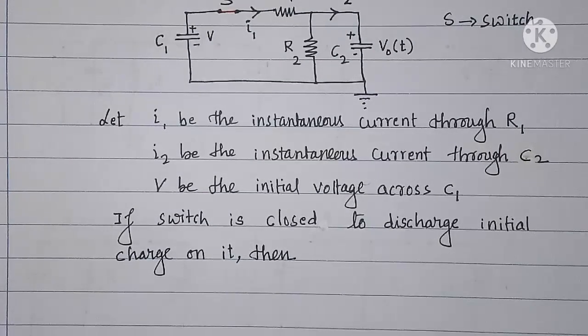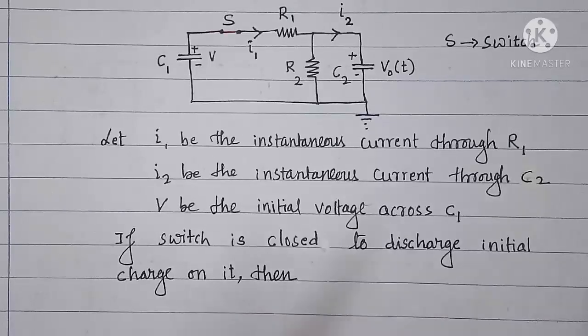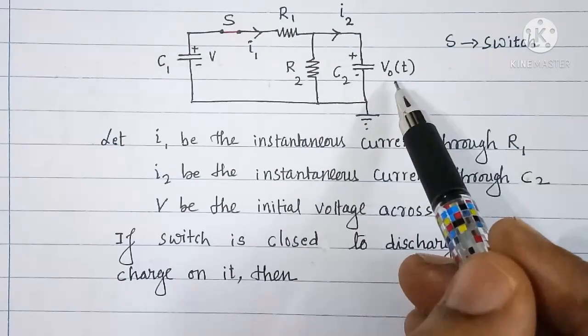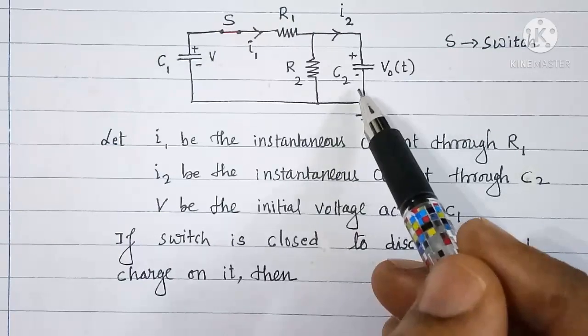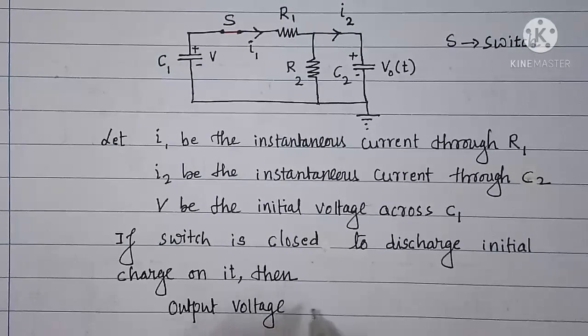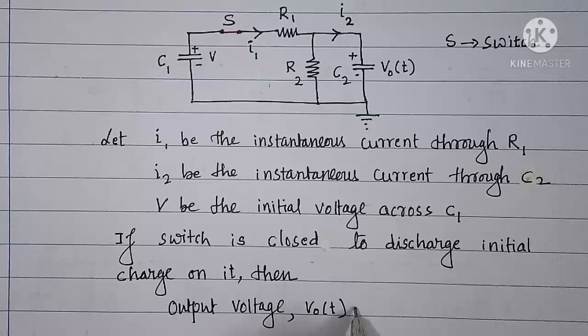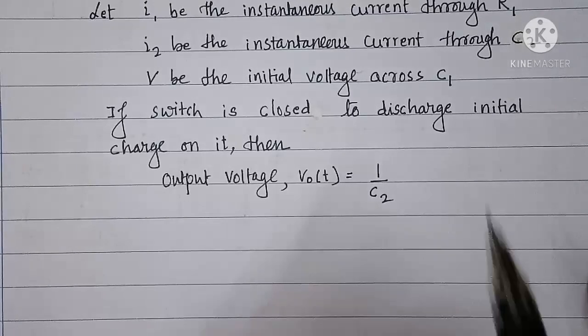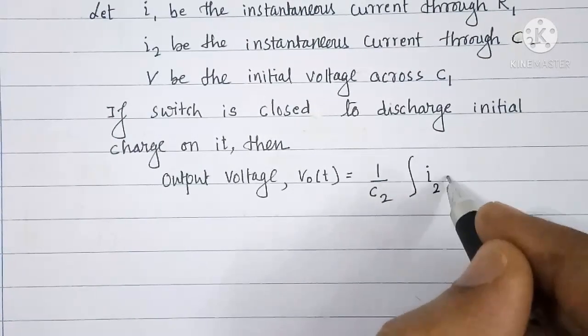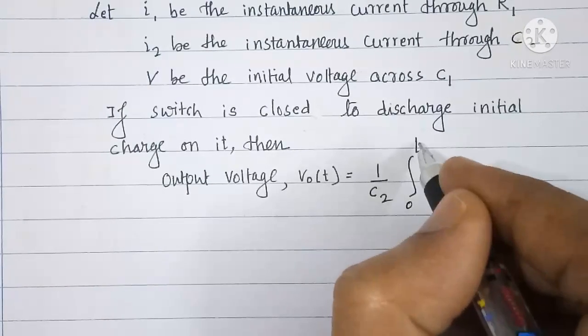then due to current I2 through C2, there will be V naught of T appearing across the C2, which is given by one by C2 into integration of I2 dt from 0 to T.